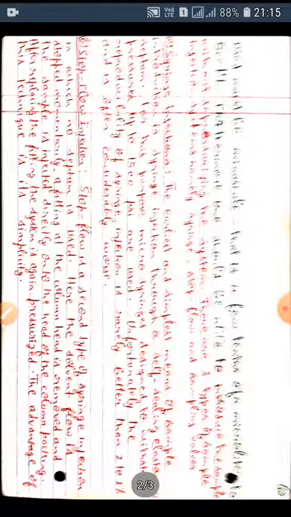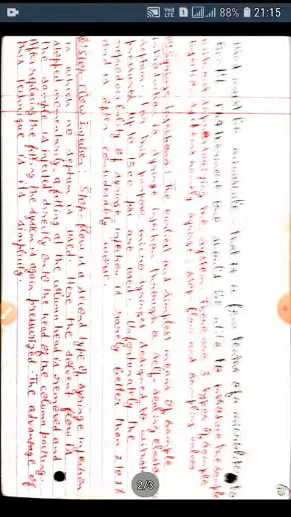Second type of sample injection system used is the stop flow injection. Stop flow is a second type of syringe injection in which no septum is used. Here the solvent flow is stopped momentarily, a fitting at the column head is removed and the sample is injected directly onto the head of the column packing. After replacing the fitting, the system is again pressurized. The advantage of this technique is its simplicity.